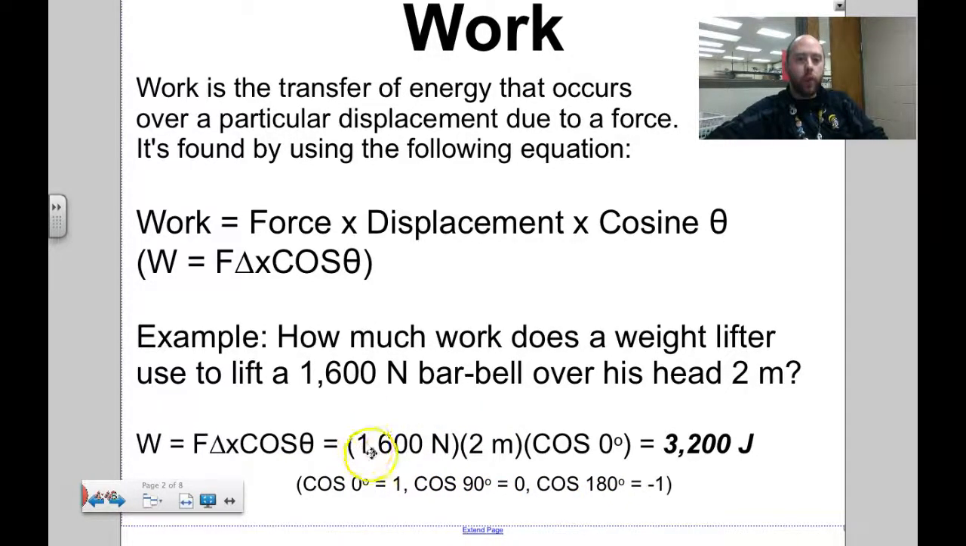So I did 1,600 newtons times 2 meters times cosine 0, which is 1. So essentially I did 1,600 newtons times 2 meters, and I got 3,200 joules. That would be the amount of work this weightlifter did to lift the barbell 2 meters above his head. Now, let's go ahead and look at ways I can figure out more about this cosine theta and more questions involving work.